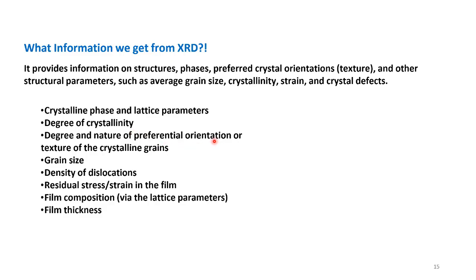Then degree and nature of preferential orientation. So how the material is oriented, basically how the grains are oriented. That information we can get from the XRD, and the texture of the grains also we can get. Then grain size, if it is a very coarse grain or very fine grain structure, those kinds of information we can get. Then the density of dislocation. So dislocations or defects we can get to know from the XRD.